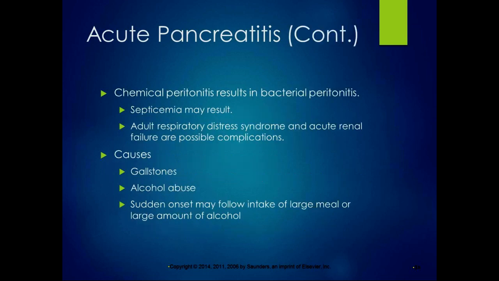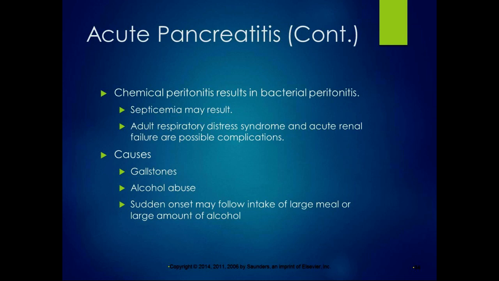Chemical peritonitis results in bacterial peritonitis from acute pancreatitis, and it can result in septicemia or acute adult respiratory distress syndrome and acute renal failure. So acute pancreatitis is nothing to mess with because it can kill you. It can be caused by gallstones. Remember, the gallstones can block up the ducts and cause problems in the pancreas.